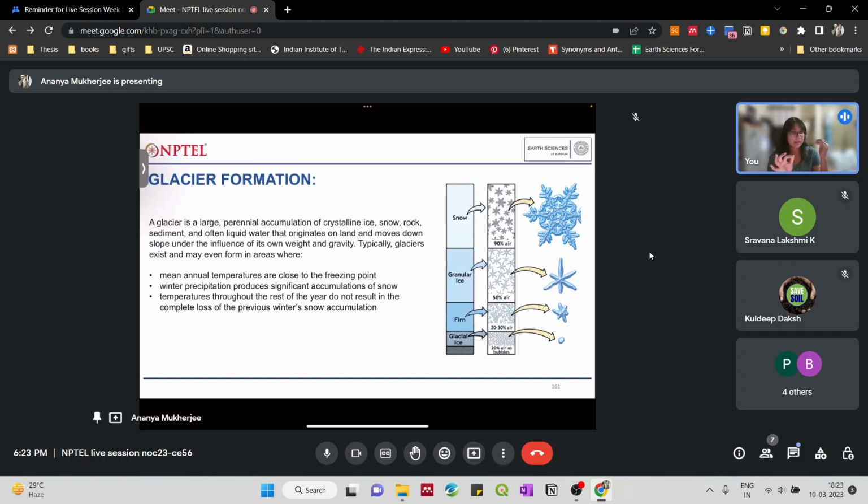There is air, but that air is now trapped. It is not in void spaces between the firn grains. Now they are going to get trapped as bubbles in the glacial ice. And these are not just at polar regions only. There are other regions also where you can find them.